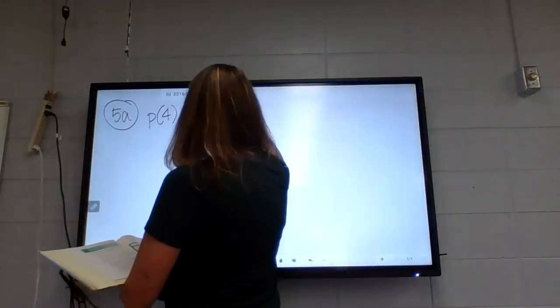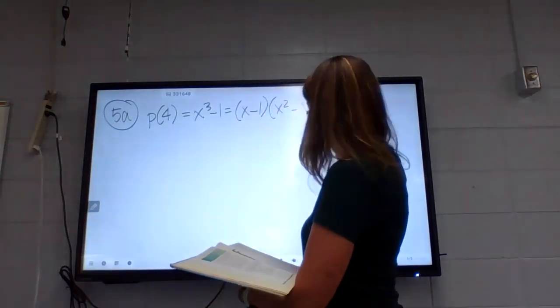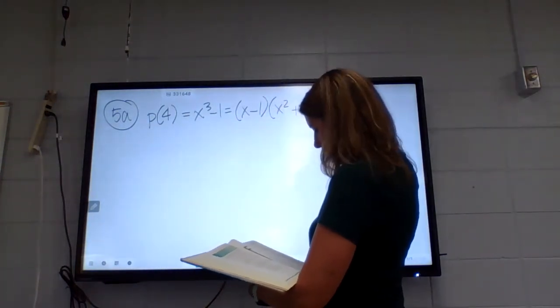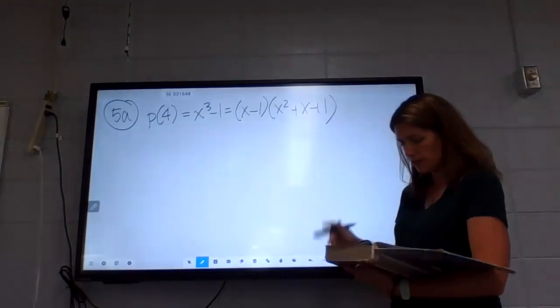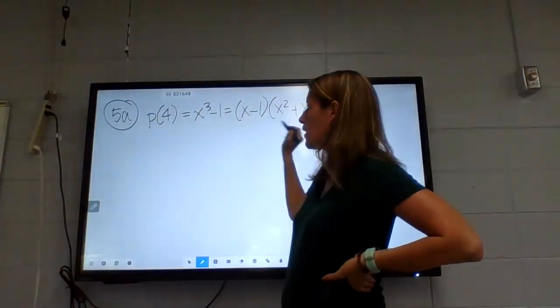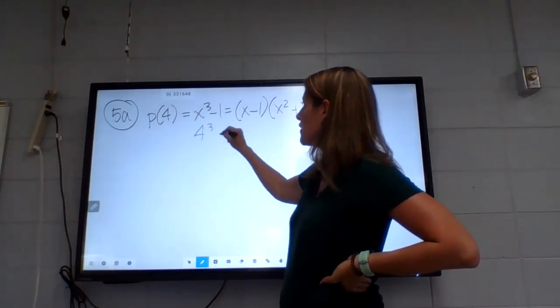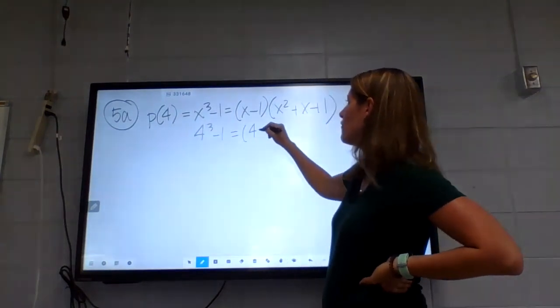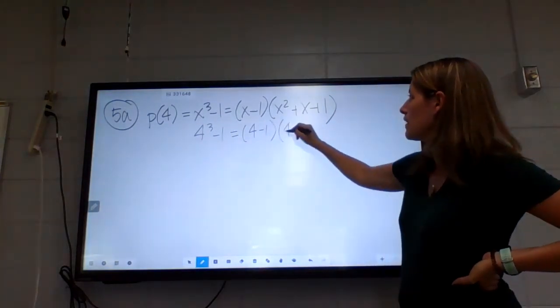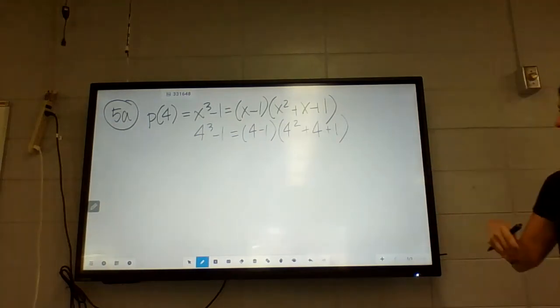And this is a formula that exists. So if I put P of 4 in there, I'm going to put 4 everywhere the X shows up. So 4 to the third minus 1, 4 minus 1, and then 4 squared plus 4 plus 1. So everywhere there was an X, I put a 4.